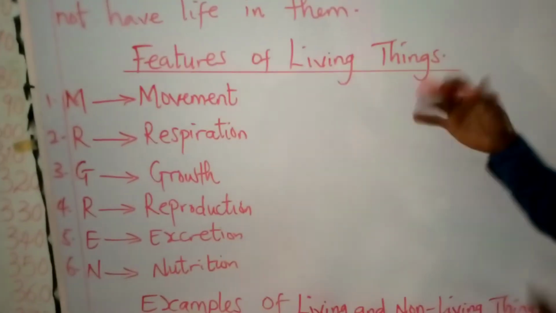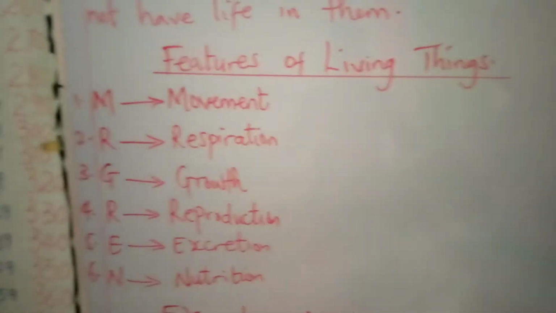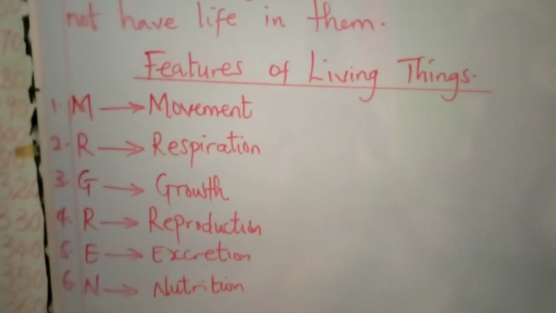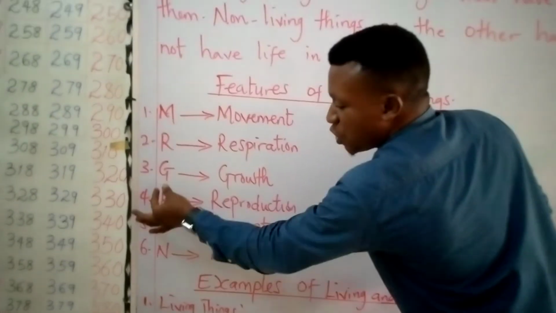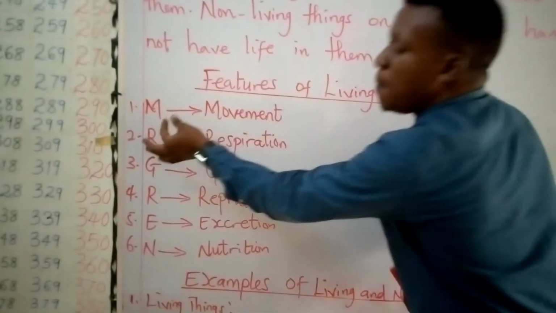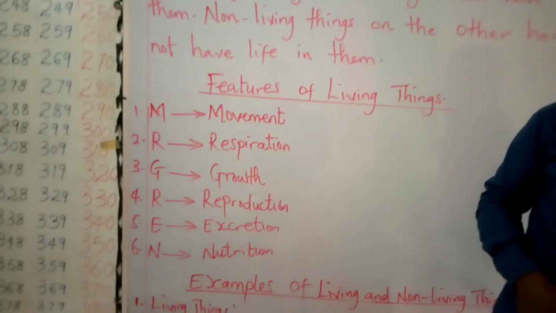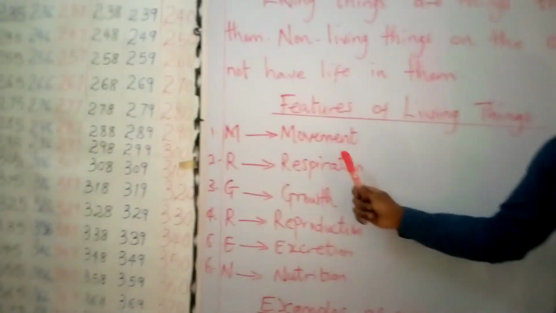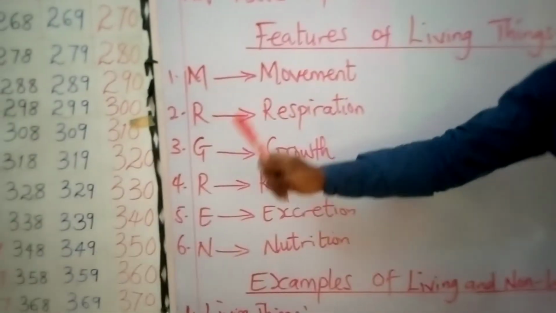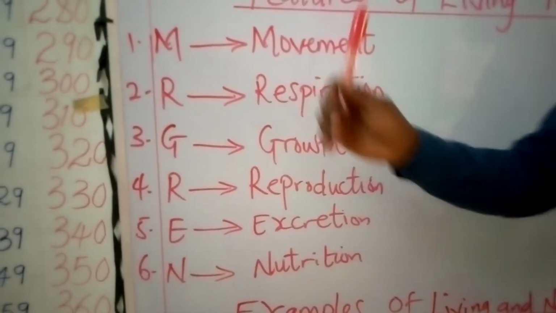Features of living things. What are the features? What are those things that living things comprise of? Now, I have come up with an acronym, a short form, which is stated Mr. Grain. Mr. Grain. Why did I say Mr. Grain? Because every letter here, the letter M, the letter R, the letter G, the letter R, the letter E, and the letter N stands for something.